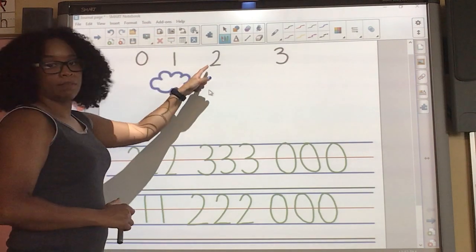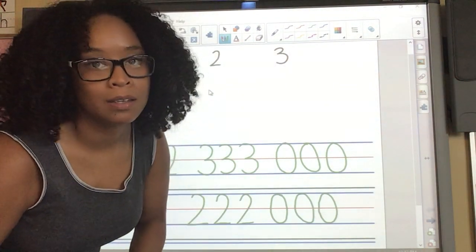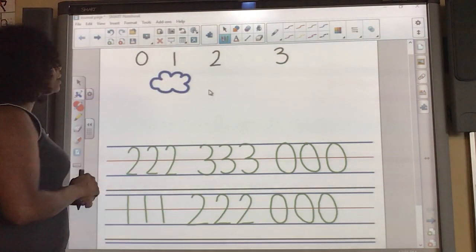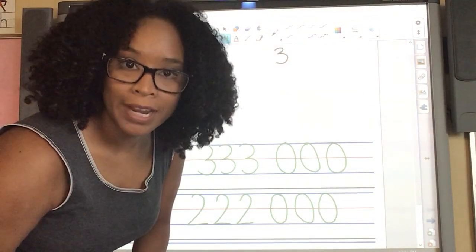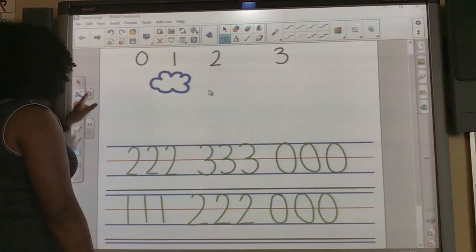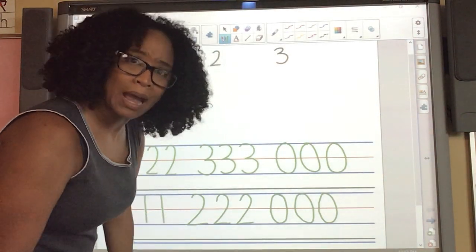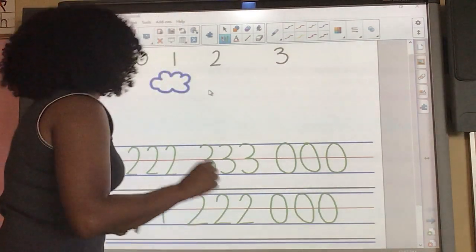All right, next we have a number 2. So we need to illustrate 2 of something. What do we want to illustrate now? Oh, let's illustrate some raindrops. Yeah? It has not rained in what feels like forever. It has been so hot outside, and it has not rained in such a long time.